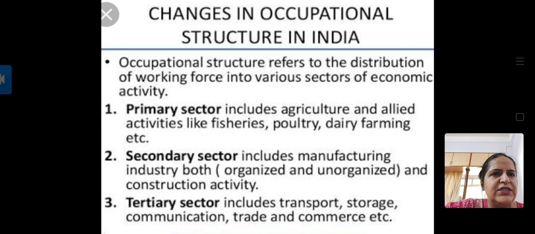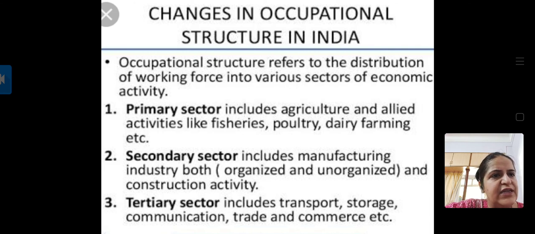Changes in occupational structure in India. Occupational structure refers to how the working force is distributed into various sectors of economic activity. All three sectors contribute to the economic activity: primary sector, secondary sector, tertiary sector. The primary sector includes agriculture and allied activities, like fisheries, poultry, dairy farming.